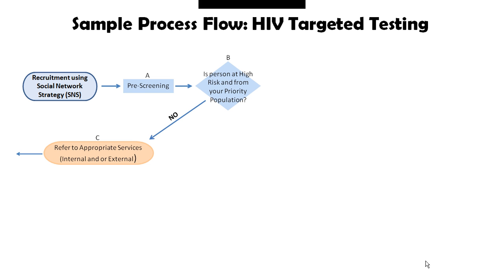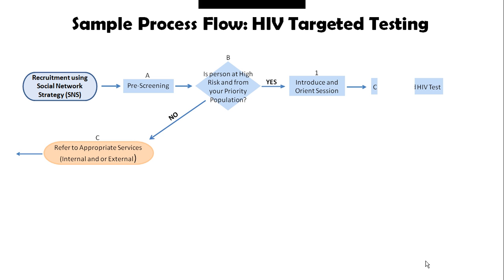So if the answer is no, what we're going to do is refer them to appropriate services. So that might be internally or externally. So maybe we're going to refer them to a PrEP program we have. Maybe we're going to refer them to an alternate location where they can get an HIV test. If we ask, is this person at high risk and from our priority population, and the answer is yes, we're going to move forward with our testing. We're going to introduce them to our testing and orient them to our testing intervention that happens.